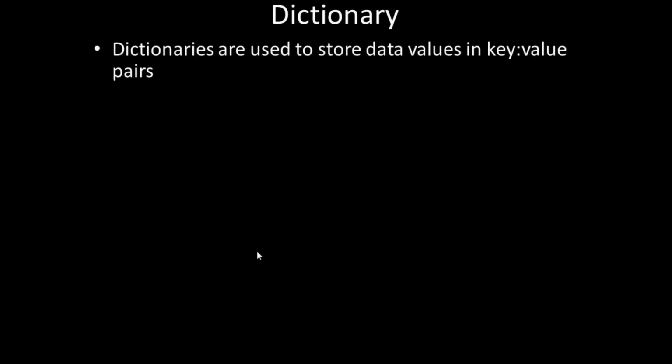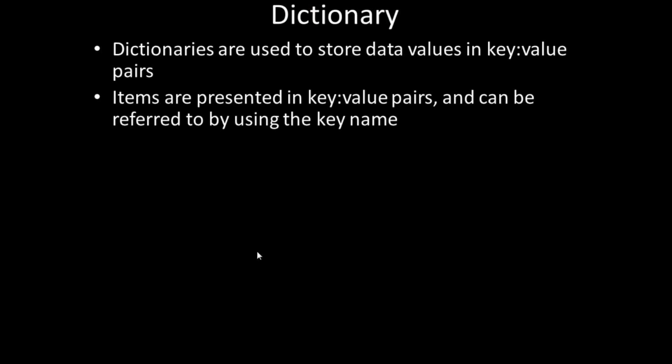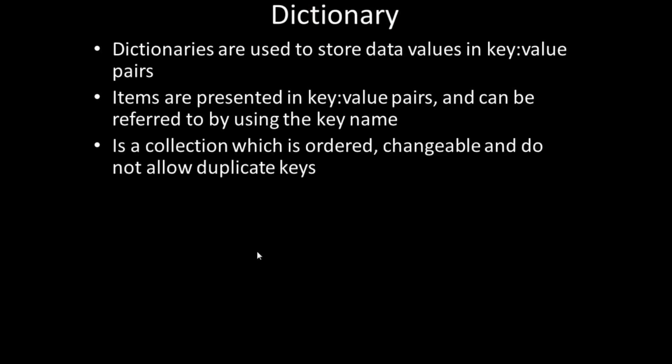A dictionary is used to store data values in key value pairs. So whenever you want a key value pair kind of data structure, then we can go for dictionary. Items are presented in key value pairs and they can be referred to by using the key name. It's a collection which is ordered, changeable, and does not allow duplicate keys. This is very important. Your key cannot be duplicate, but your values can be duplicate.